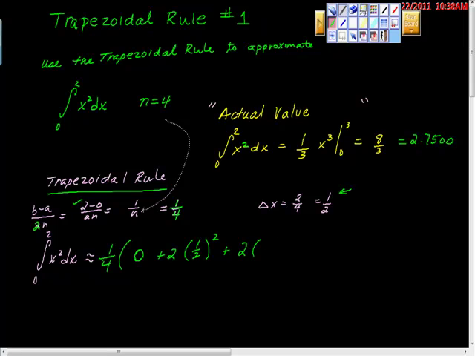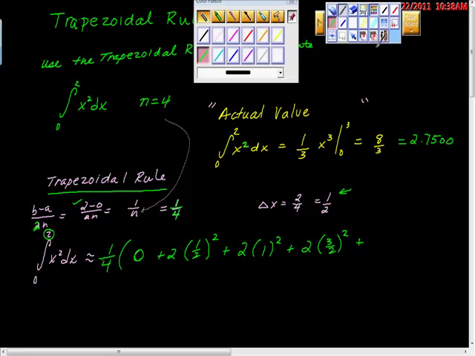1/2 squared plus 2 again. 1/2 plus 1/2 is 1, squared, plus 2 times 1 plus 1/2, which is 3/2, squared. And now we're at our last piece, because this is when we finally get to 2. So we're going to get this 2 squared. And then, frankly, we're just going to do the math.